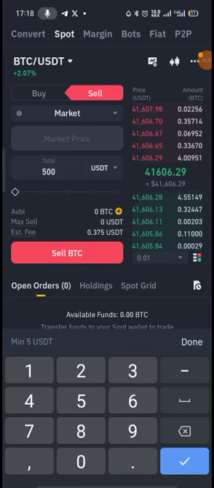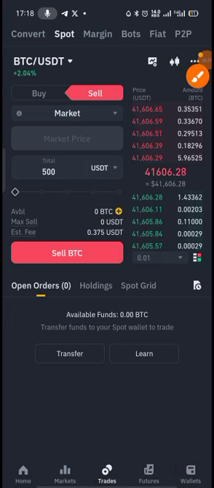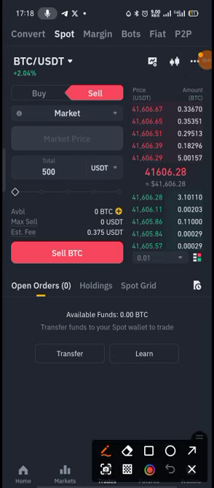Now, the other things you are seeing here are fees, and this is your trading fee. You pay 0.37%, about $0.37 for the transaction. When you place the transaction, you will see open order. That's where it says open order.